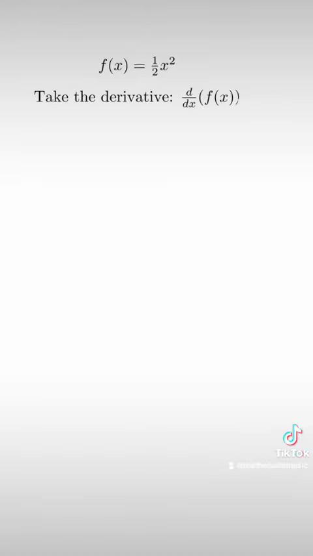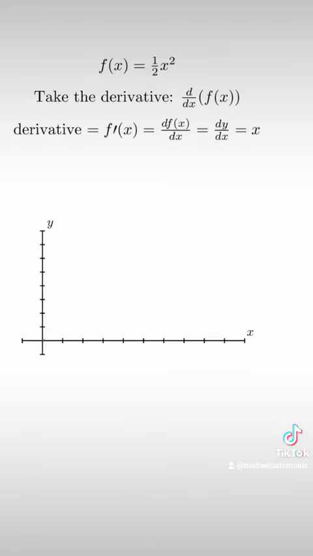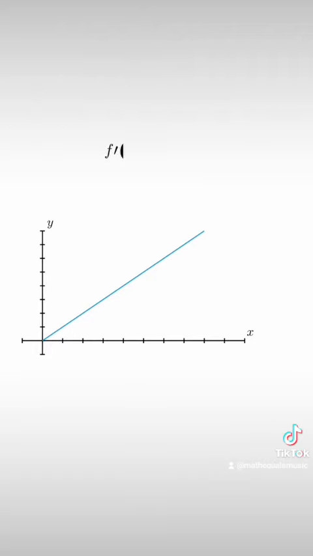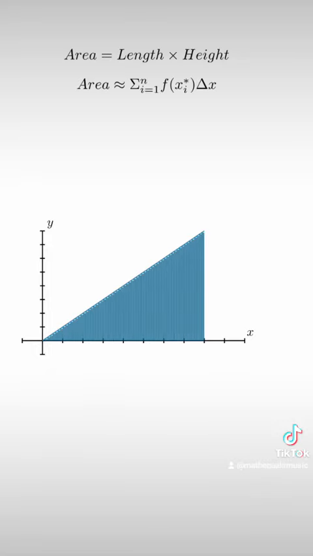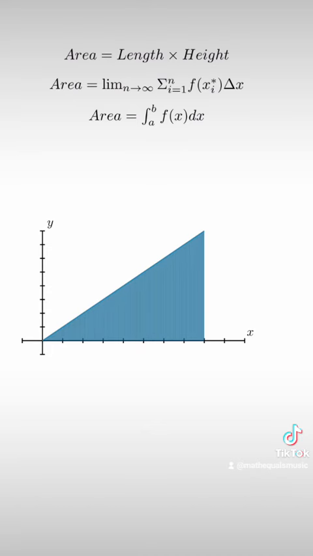It's an operator that gives us the slope of a function at every point along the function, creating a new function called the derivative. Now we can estimate the area under this curve by using the area of a rectangle given by length times height. Adding more and more rectangles gets us closer and closer to the true value of the area.